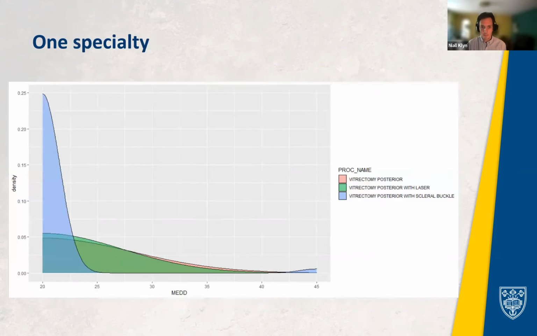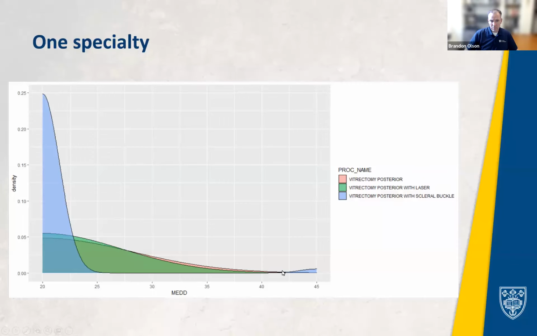Another way of doing it, instead of a violin plot, we might look at a single specialty looking across different procedures, if that might be something that's useful. Here, you're trying to get to a point where you can dig in more to an individual procedure. So here, this vitrectomy posterior with scleral buckle, right? We've got a really strong peak here at our lowest prescription, but we also have some prescriptions at more than twice the dose.